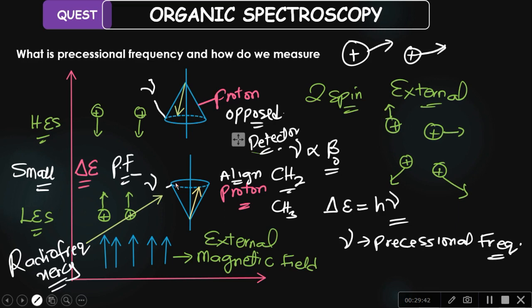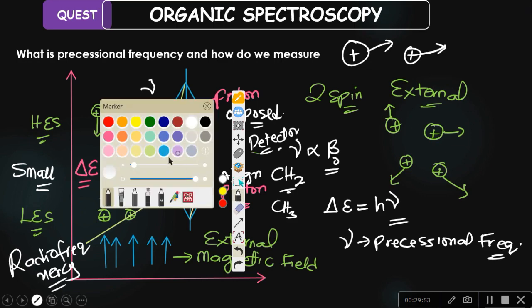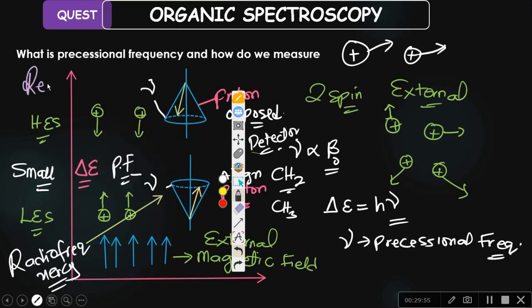Now, because the precessional frequency must be equal to the radio frequency that is exerted, you say that they are in what? In resonance. That is where the word resonance came from. You say they are in what? In resonance. Why? Because the precessional frequency is equal to the radio frequency that is exerted for the nucleus to be excited from this low energy state to a high energy state. Is that okay? So that is the general idea.